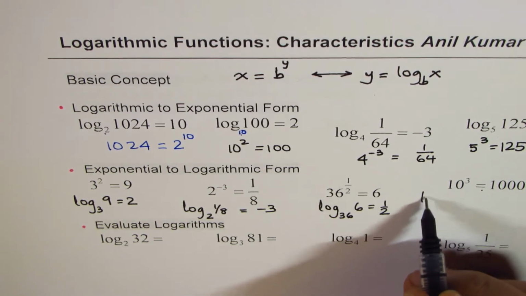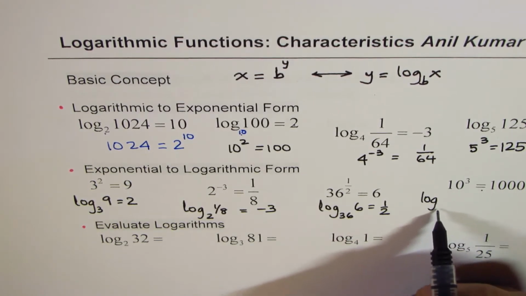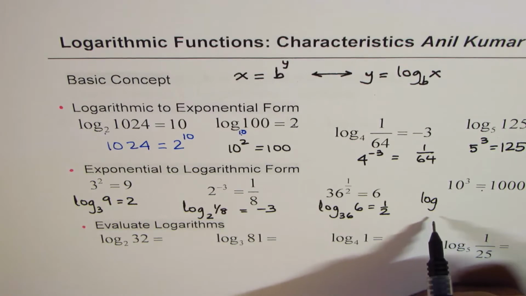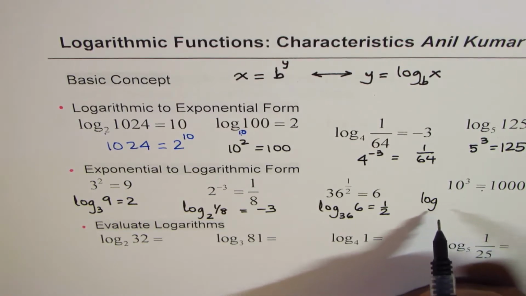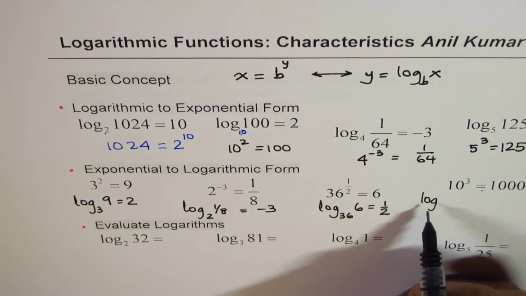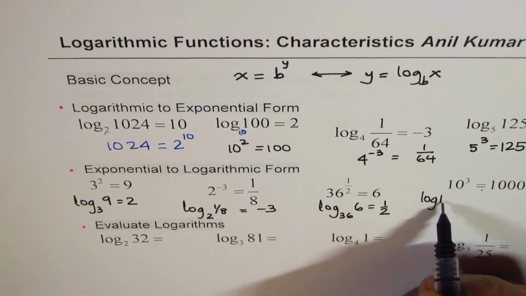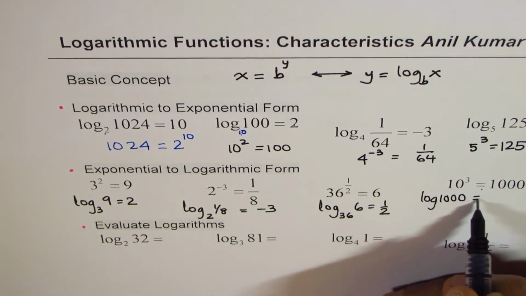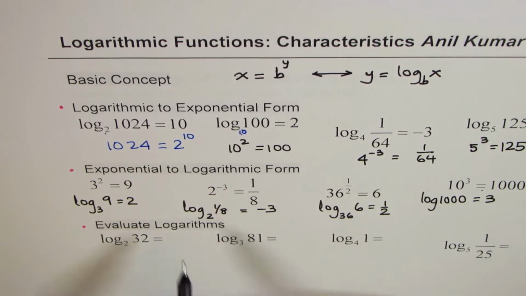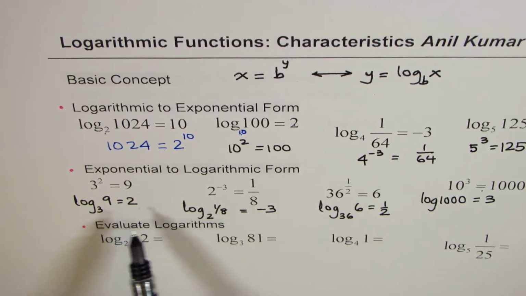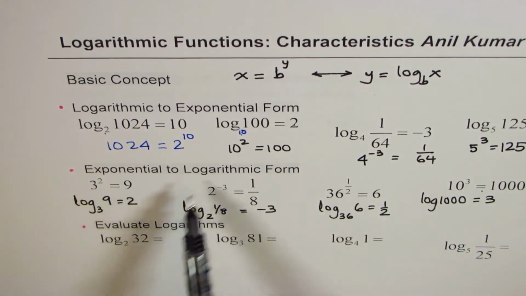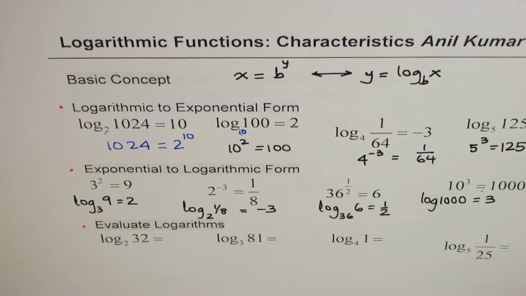Last example here is 10 cubed equals 1000. Base is 10. So when the base is 10, we may or may not write 10. So we'll not write 10. It means by default 10. So log to the base 10 of 1000 is equal to 3. So that is how you could actually write down exponential functions as logarithmic functions.